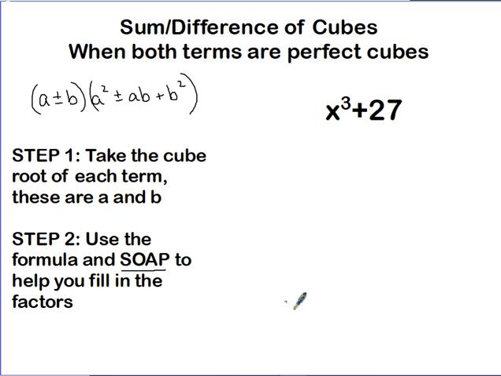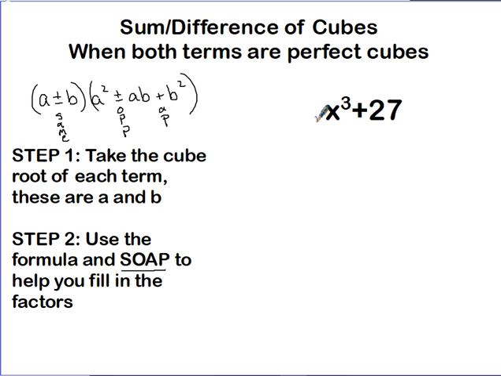This is where we use the acronym SOAP to help us remember. It stands for same, opposite, always plus. So when I write my factors in, the first sign is going to be the same as the problem. The second sign is going to be the opposite of the problem. And the third sign is always going to be plus. So we'll go through this one.